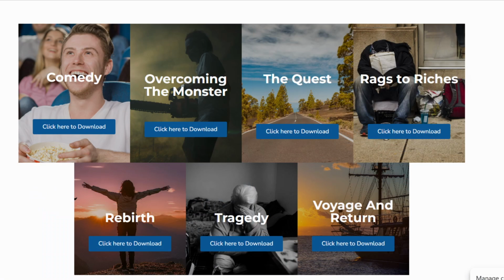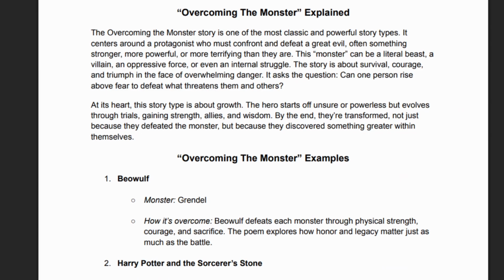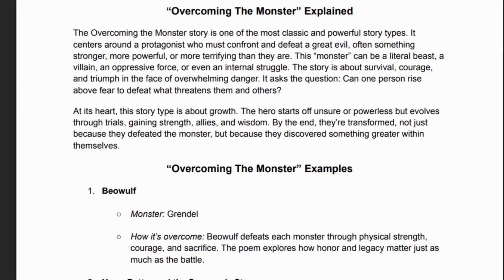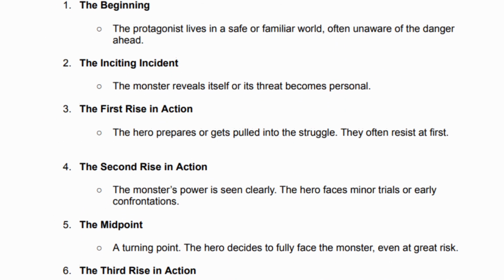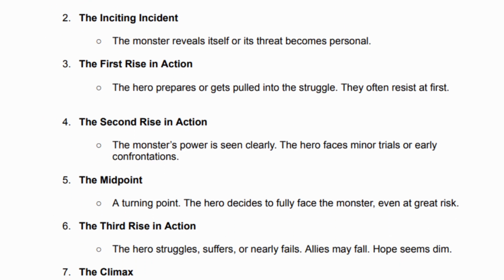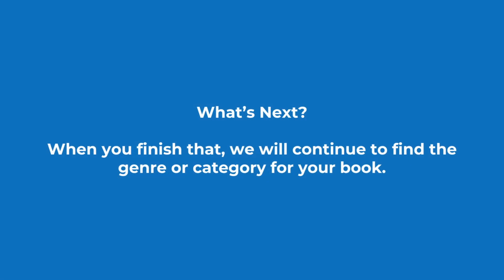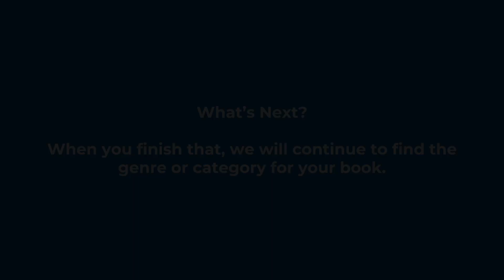You can use the link below this video for the 7 stories and choose a story type. From there, you will receive a special file about that type of story, additional examples, and a special template to help you write your book based on the story you chose. When you finish that, we will continue to find the genre or category for your book.